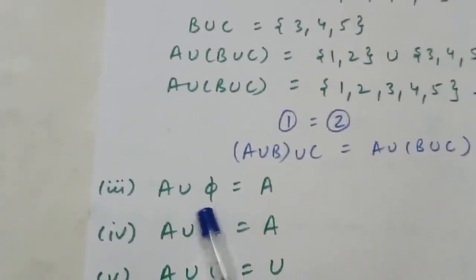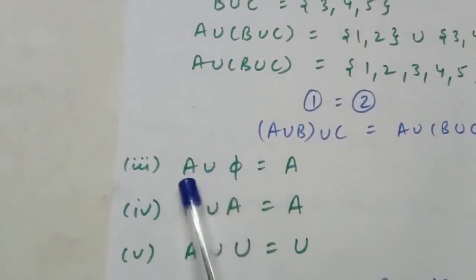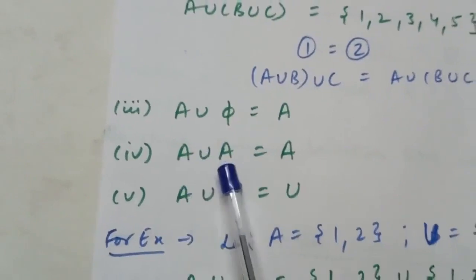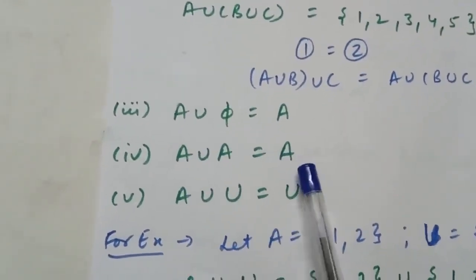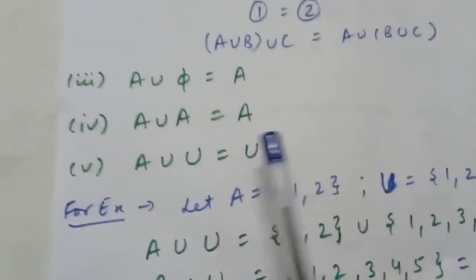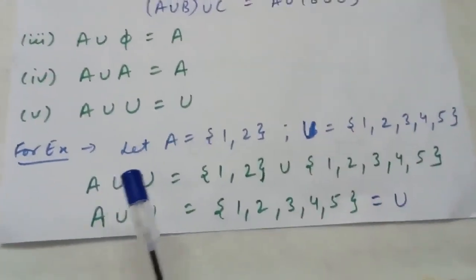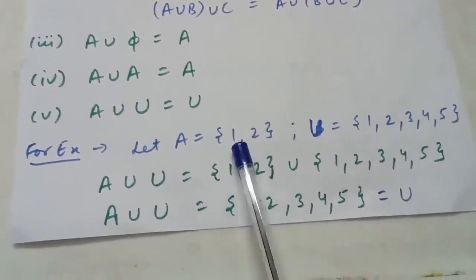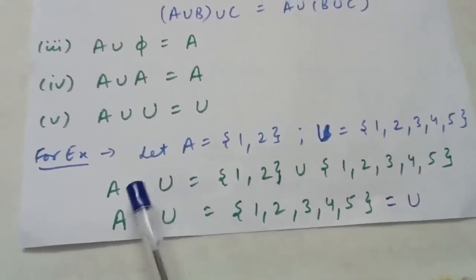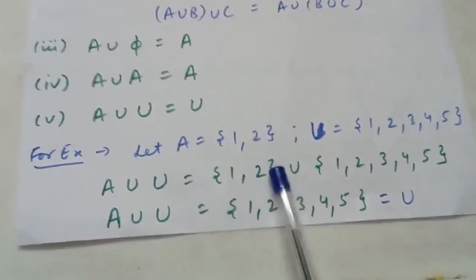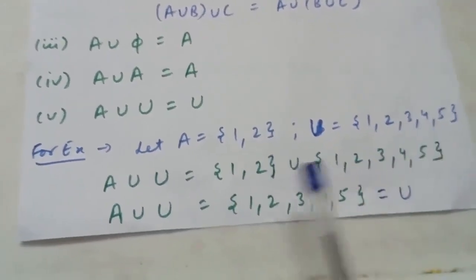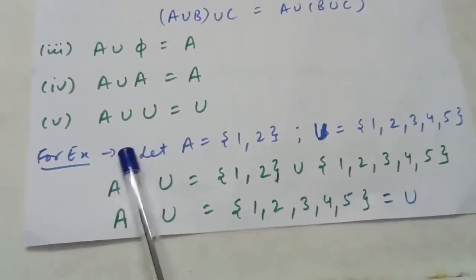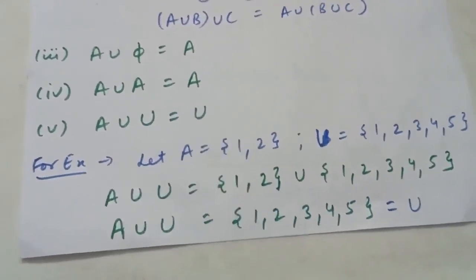Next is that A union phi is A, because the union of A with the set which has no element is A. Similarly, A union A will be A. A union universal set will be universal set. Let us take an example to understand this. Let A be this set, with the universal set containing it. The universal set will obviously contain the set A. Now A union universal set comes to {1, 2, 3, 4, 5}, which is nothing but the universal set. So A union universal set is universal set. Clear?